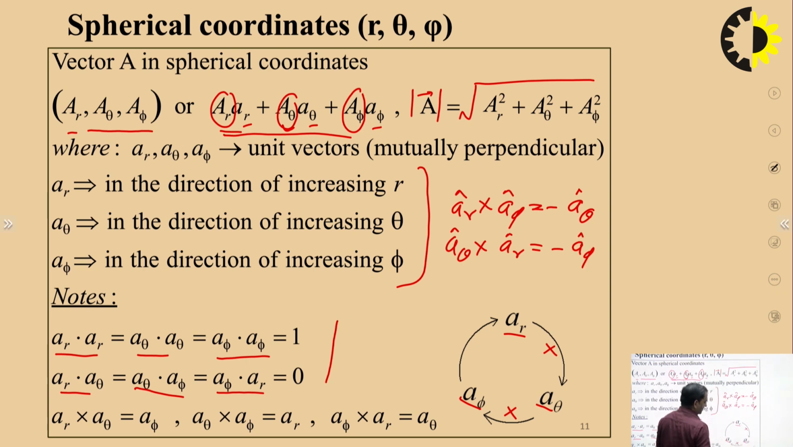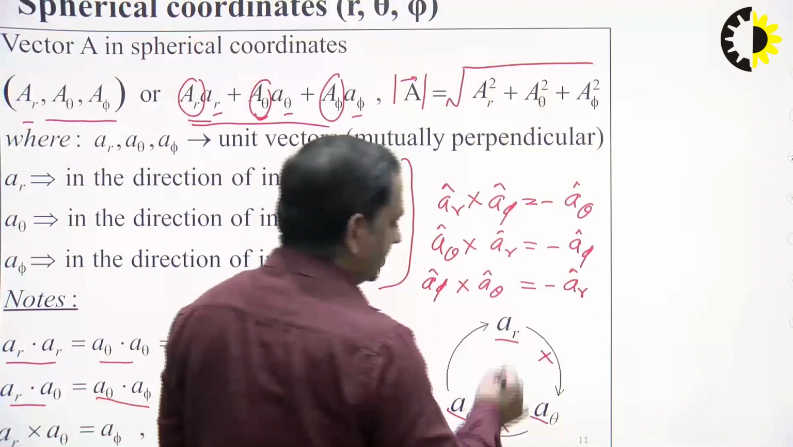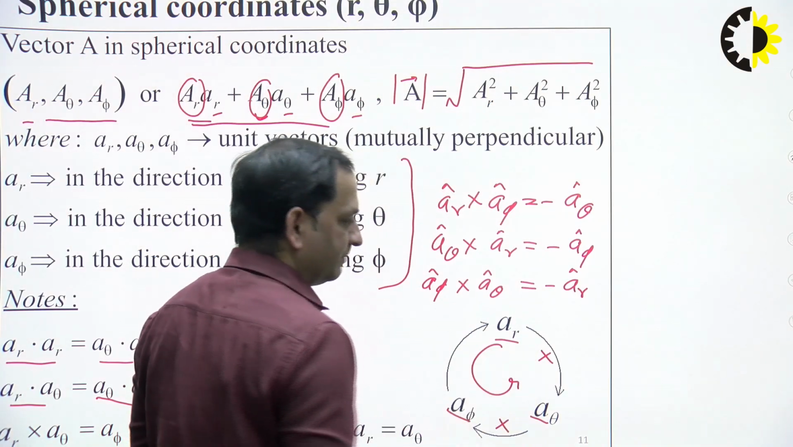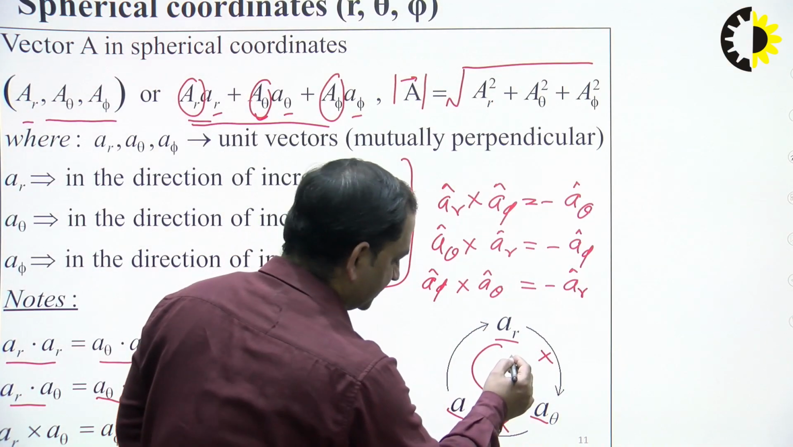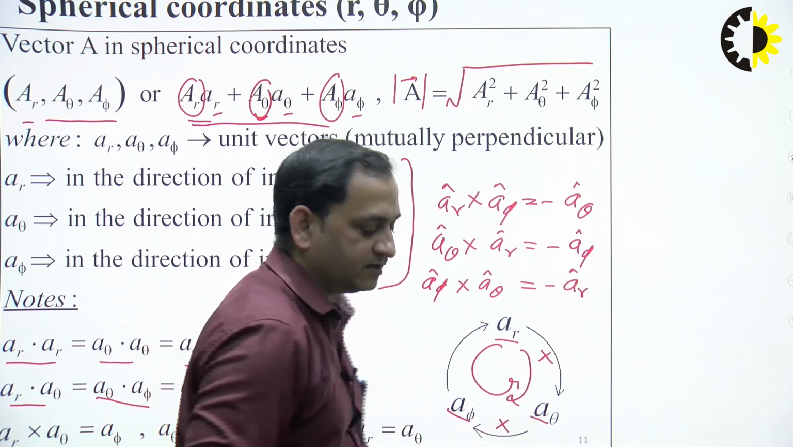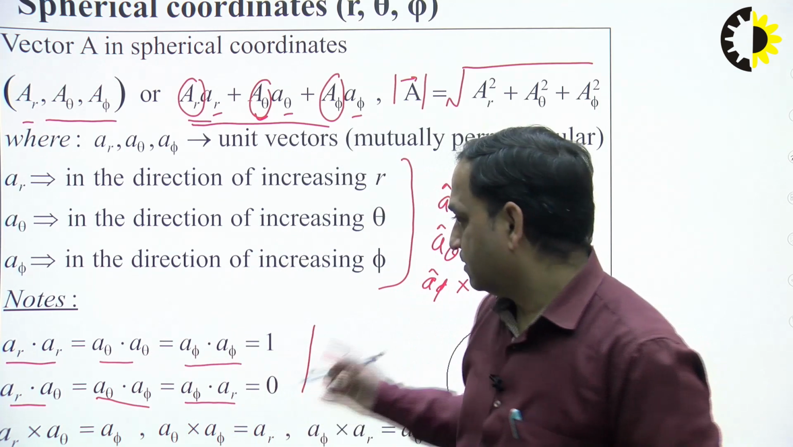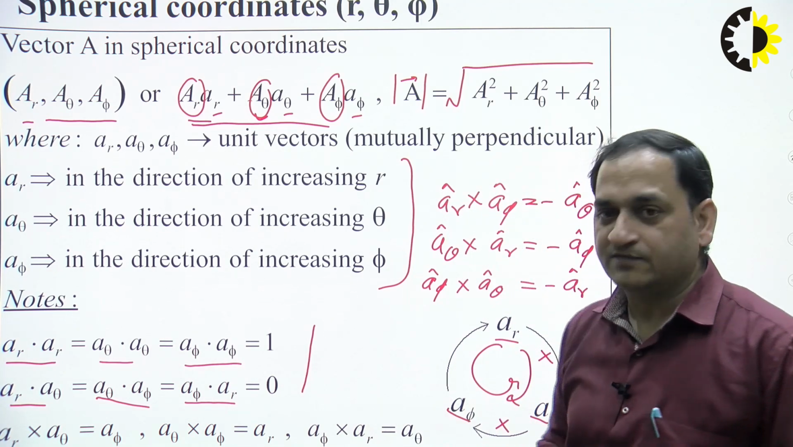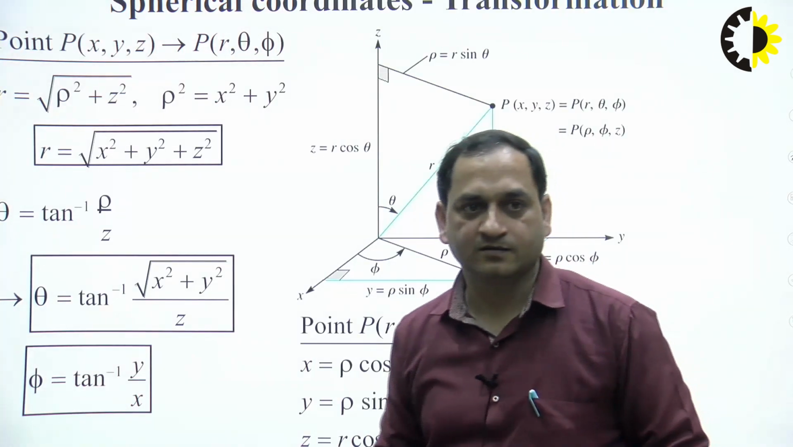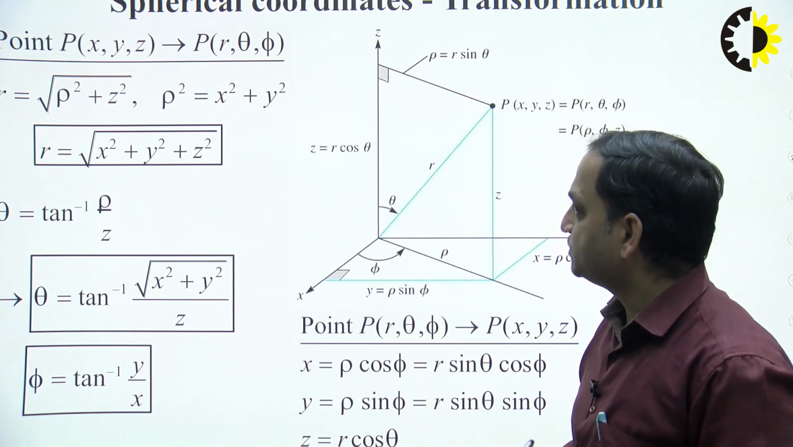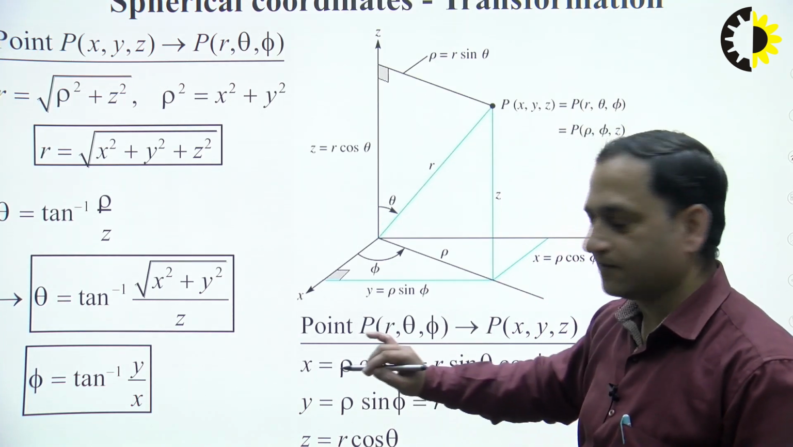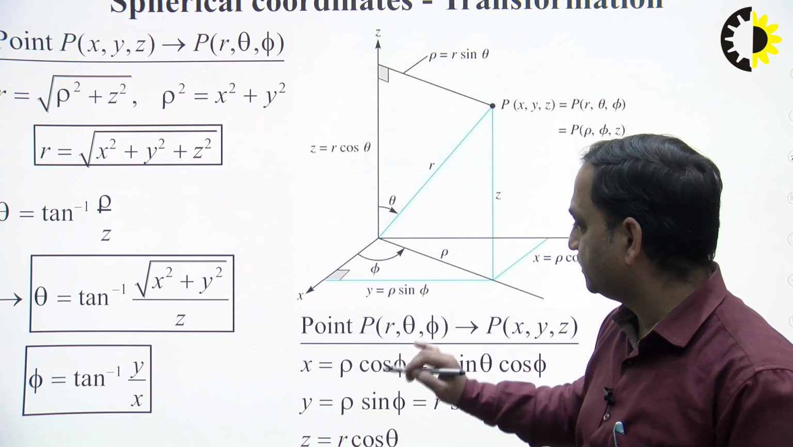Okay. Then if we have A phi cross A theta, in that case this will be the value of minus AR. If this one is in reverse order, then the minus sign will be there. If this one is in this way, in that case we will get the same value with the positive sign. Okay. So this is the transformation. I will stop after this, but you have to take care about this.